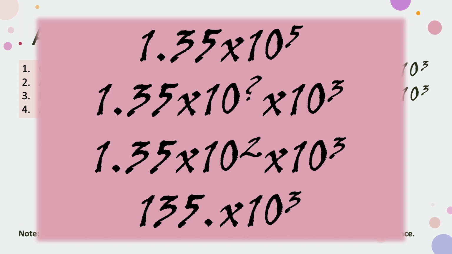As you see in the third line, if we start with 5 tens multiplying each other, and we want 3 tens in one term, then the other term must have the other 2 tens. Finally, we want to combine the first 2 terms into one term. We have 1.35 times 10 to the second. Those 2 tens shift the decimal point over 2 places to the right. We get 135. So 1.35 times 10 to the fifth equals 135 times 10 to the third.